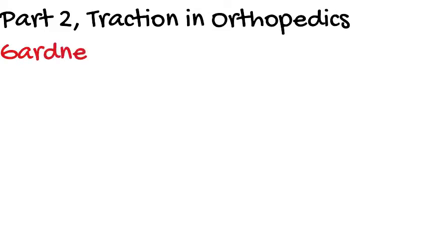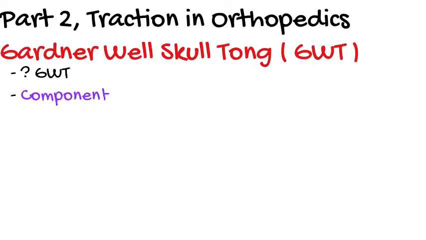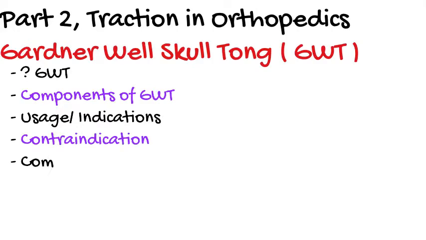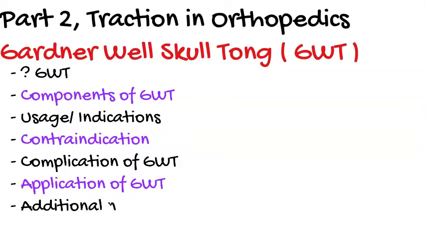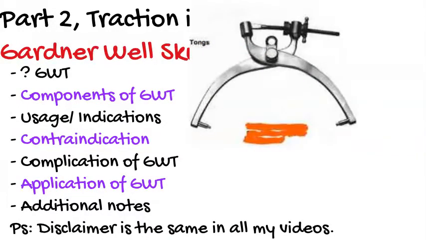As promised, today I am going to discuss part 2, traction in orthopedics, especially regarding the Gardner-Wells tongs, GWT. In this video, I will discuss what GWT is, what the components of Gardner-Wells tongs are, the usage and indications, the contraindications, and the complications of Gardner-Wells tongs, and how to apply GWT and the weight calculation in a cervical fracture. And lastly, additional notes.